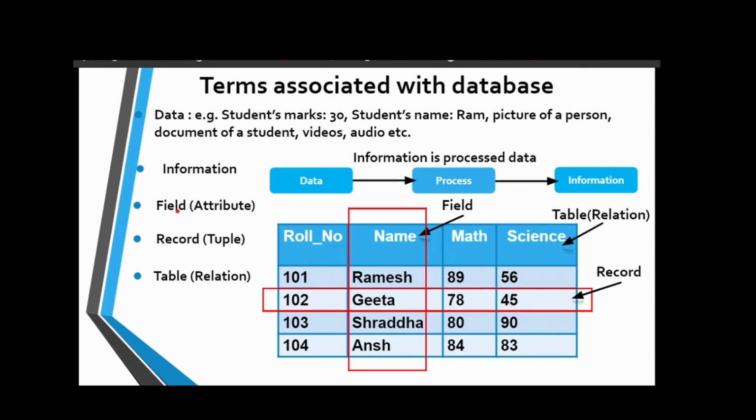So field is the smallest unit of database, and as you can see on the screen, vertical lines are known as columns, means field in terms of database, and horizontal lines, as you can see on my screen, is a record. Record means a collection of related fields. Okay, and technically a record is known as a tuple. Now come to table. Table is what? Table is a collection of rows and columns. Okay, and technically it is known as relation.